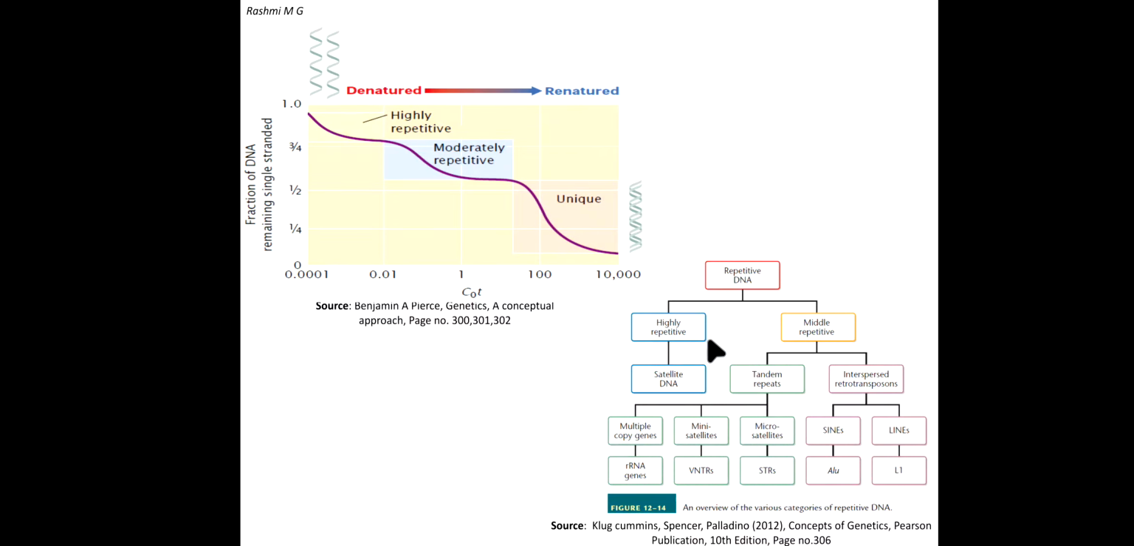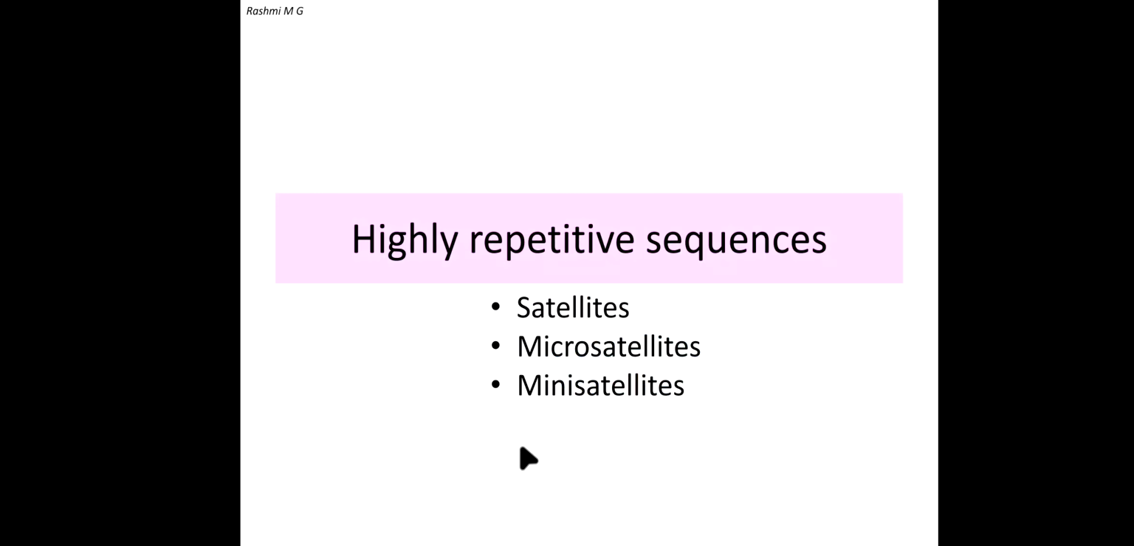Here the same thing is shown: highly repetitive, moderately repetitive, unique. By the end of the renaturation we can see the unique sequence. In the middle of the process of renaturation we can identify the moderately repetitive. In the denatured condition we can see the highly repetitive sequences. Highly repetitive sequences are satellites, microsatellites, and minisatellites. Let's learn about this.